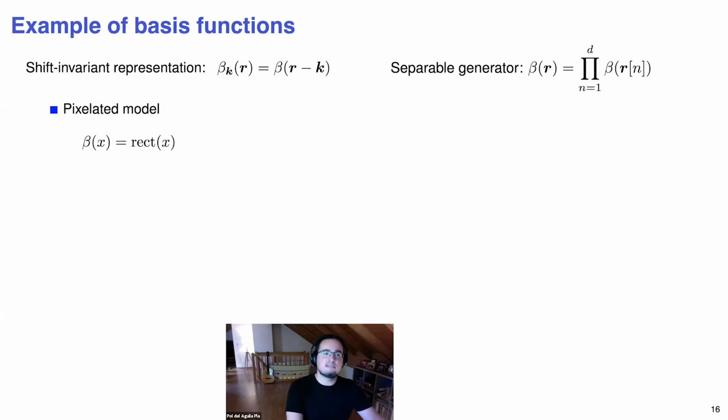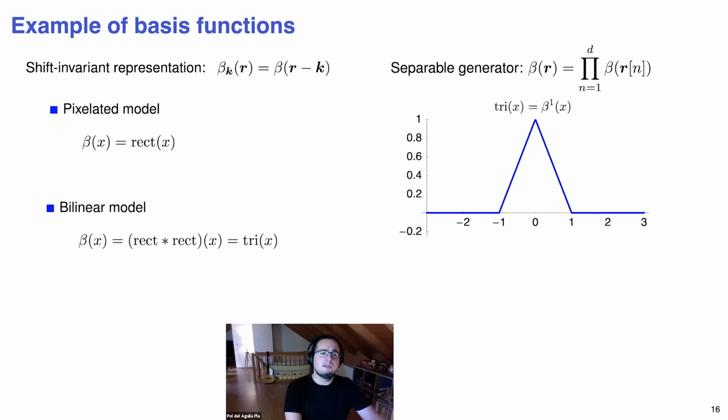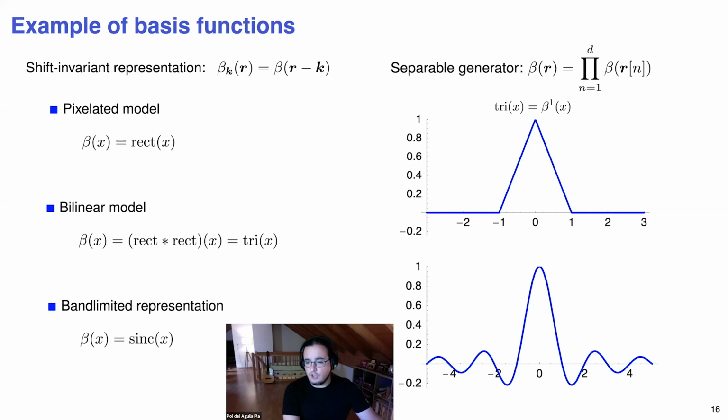The most common here is the pixelated model, in which we simply assume that the signal that we're trying to recover is piecewise constant. That's equivalent to using splines of order 0. Then the next is to use triangles, which are equivalent to using splines of order 1, and basically assume that our signal is piecewise linear. And then in the other extreme, there's the band limited representation, in which our synthesis function is a sinc function. This is sort of an equivalent of taking splines to order infinity.